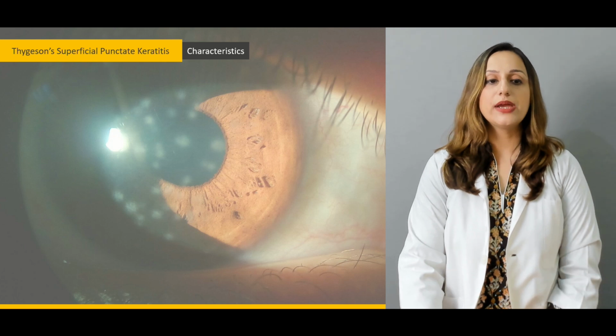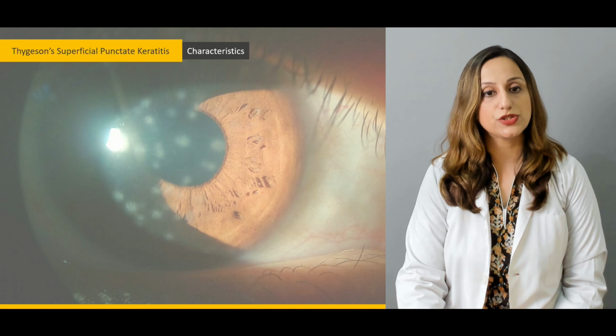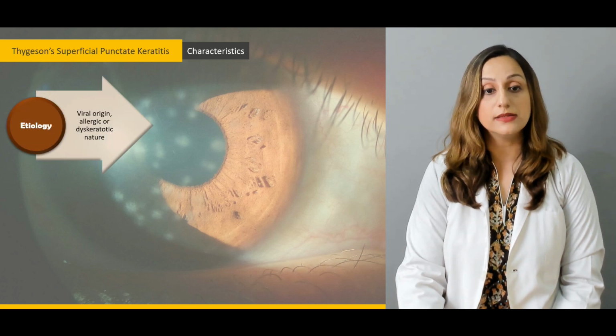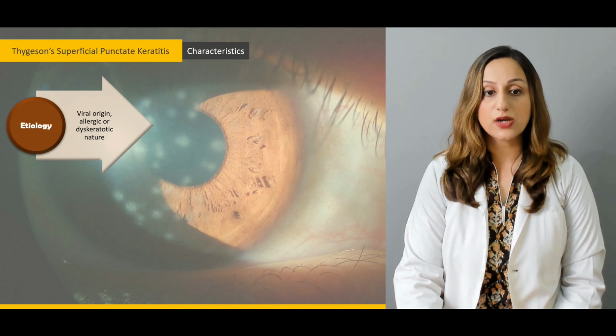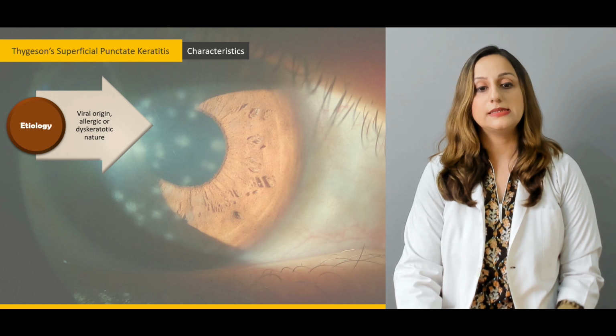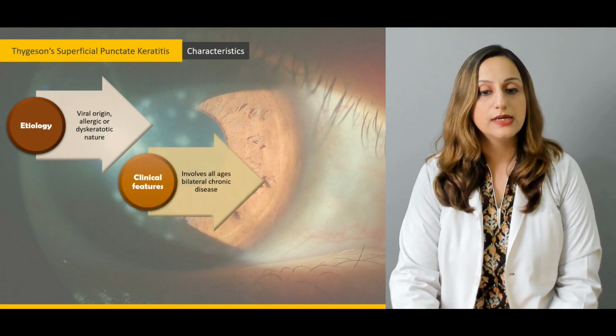We have another variant over here, which is known as the Thygesson's superficial punctate keratitis. The etiology over here is usually viral. It can be allergic or of a dyskeratotic nature. So this is the kind of etiology that you're going to see.